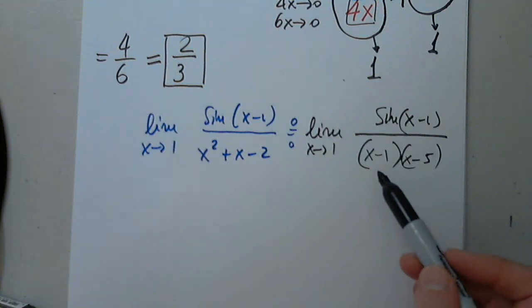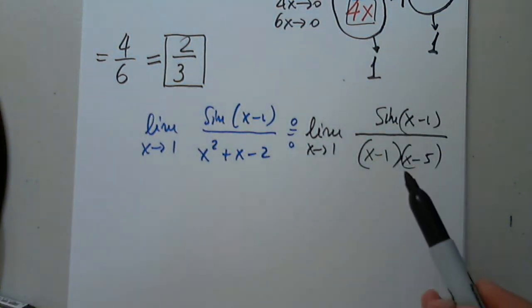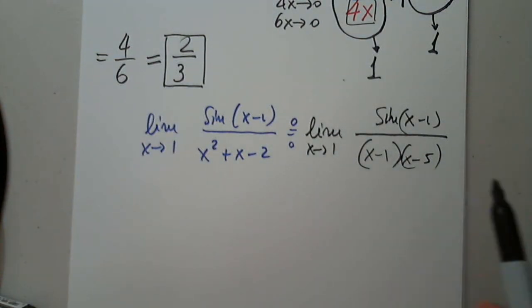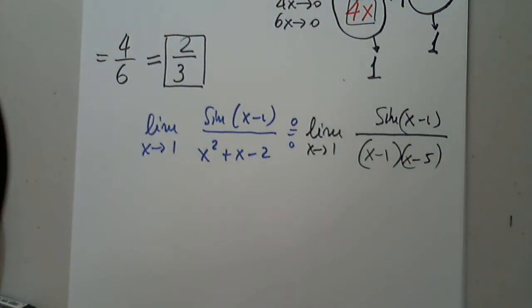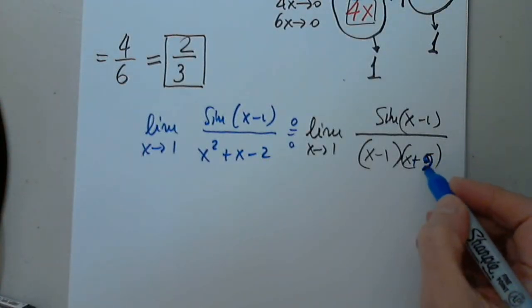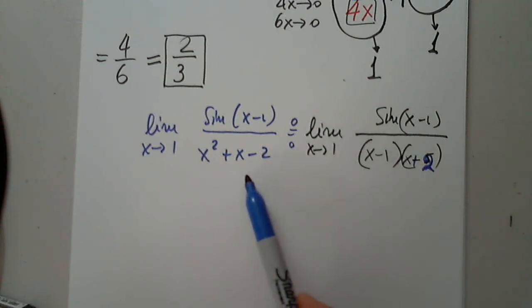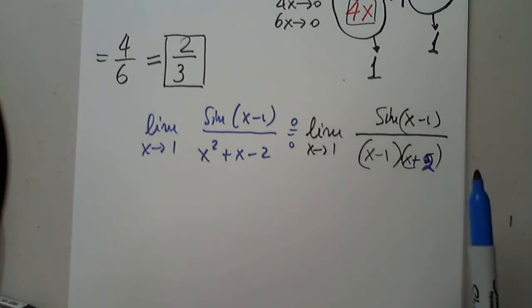x times x is x squared. Negative 5x minus 1x is negative 6x, which is wrong. Negative 1 times negative 5 is 5. So this is not the correct factor form. Don't just say, oh, I think it's that. In a test situation, take 5 seconds and make sure that you get the correct form. So, of course, it has to be x plus 2. Take a moment. x squared plus 2x minus x, correct, positive x. Negative 1 times 2, negative 2, correct.